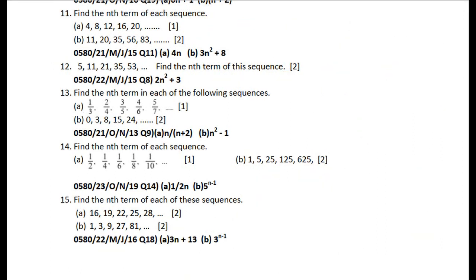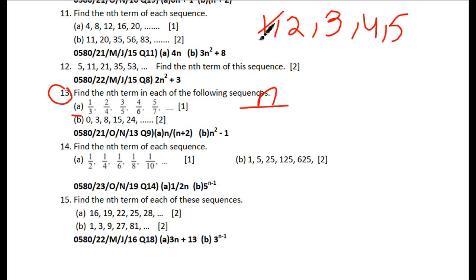Question 13, part A. Find the nth term of the following sequence. So let's look at the numerator. The numerator is 1, then 2, then 3, then 4, then 5. So nth term of 1, 2, 3, 4, 5 is simply n. Then look at the denominator. It's 3, 4, 5, 6, 7. So it's still the original sequence, but we've taken away 2 numbers from it. So the nth term of the denominator is n plus 2. Or you may use the first level common difference formula for the denominator as well, a plus d times n minus 1.